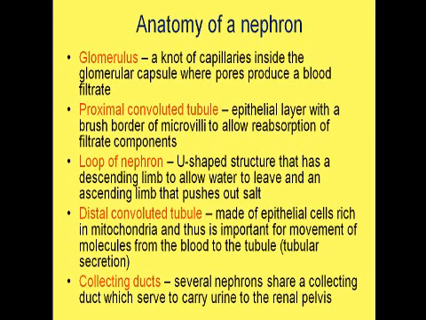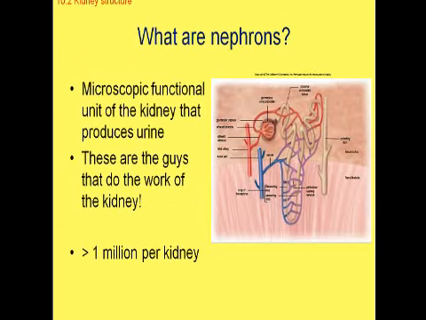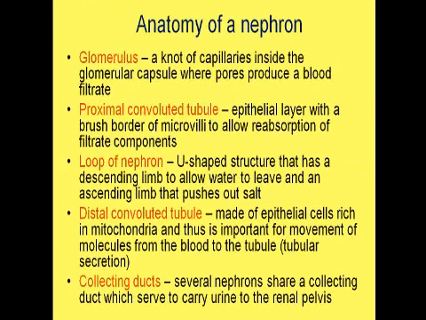Okay, the loop of Henle. Okay, so this was the loop of Henle, or the nephron loop. Sorry, they used to call it the loop of Henle, but now they call it the nephron loop. Okay, so it's a U-shaped structure, and it has a descending limb that's going to let water out, and it's got an ascending limb that's going to let salt out. Okay, so it's going to really control water balance.